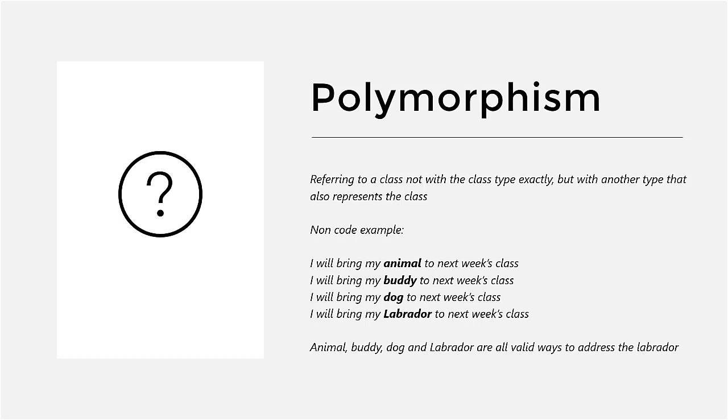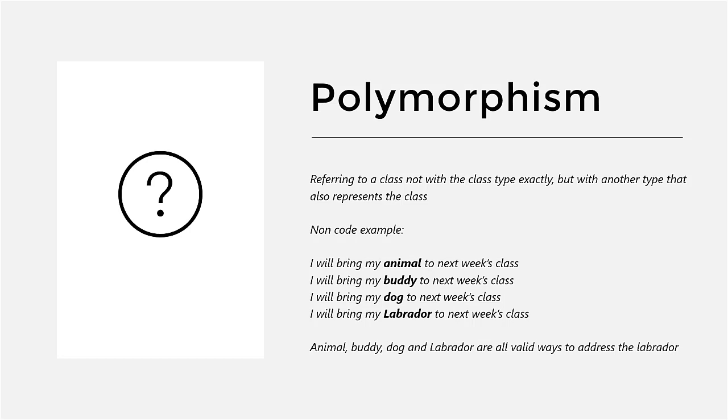If I were to say, I will bring my animal to next week's class. It would also be valid if I would say, I would bring my dog to next week's class. And it would be even valid if it would be more specific and I would say, I will bring my Labrador to next week's class. Animal, dog and Labrador, they're all valid ways to refer to my dog. So this is actually polymorphism. I'm using different, more generic terms to refer to a specific type.